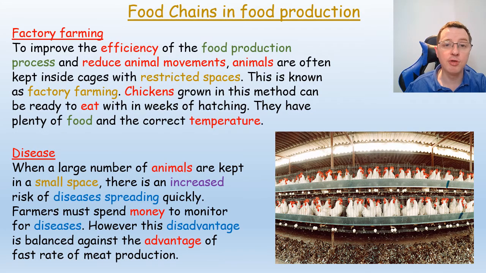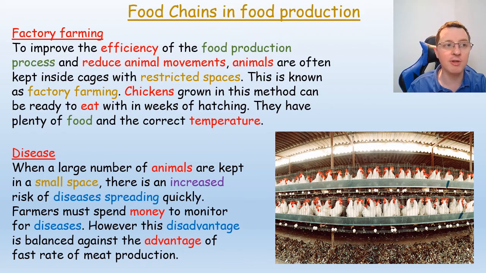Factory farming improves the efficiency of the food production process. It reduces animal movements because animals are often kept in cages with restricted spaces. This is known as factory farming. Chickens grown in this method can be ready to eat within weeks of hatching, and they have plenty of food and the correct temperature, so a minimal loss of biomass.